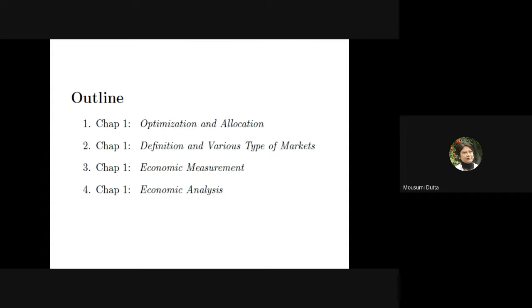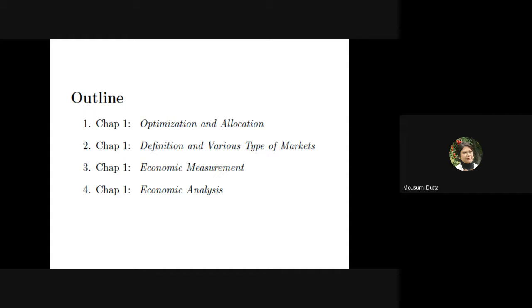I am trying to introduce the topics which we will consider following the chapters we are going to learn in the context of microeconomics. So optimization and allocation will give us what is ideal, why we do not get this thing in reality, and if it changes, what can be the answer. So all these things will come one by one.